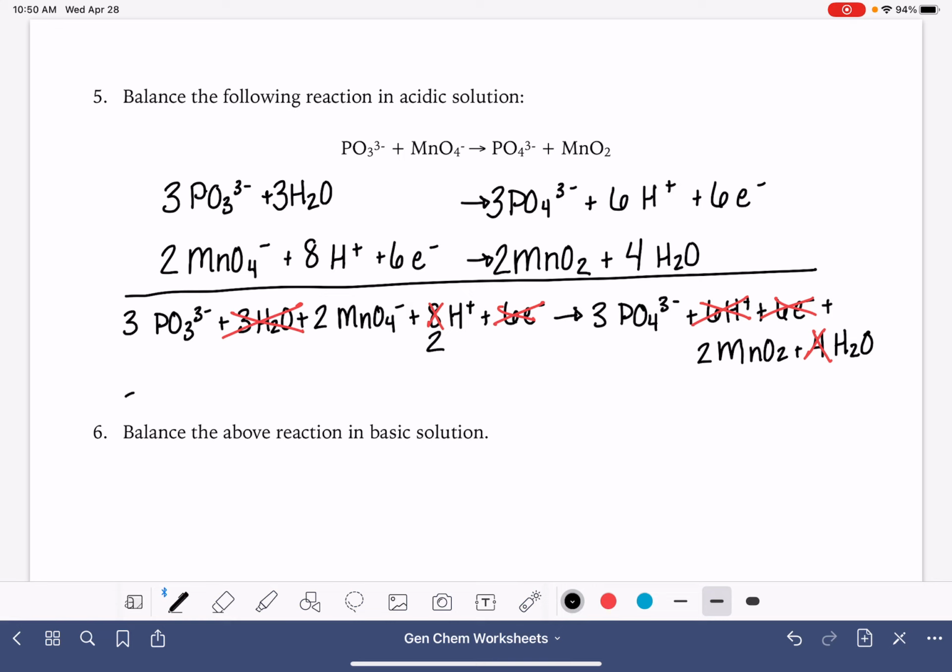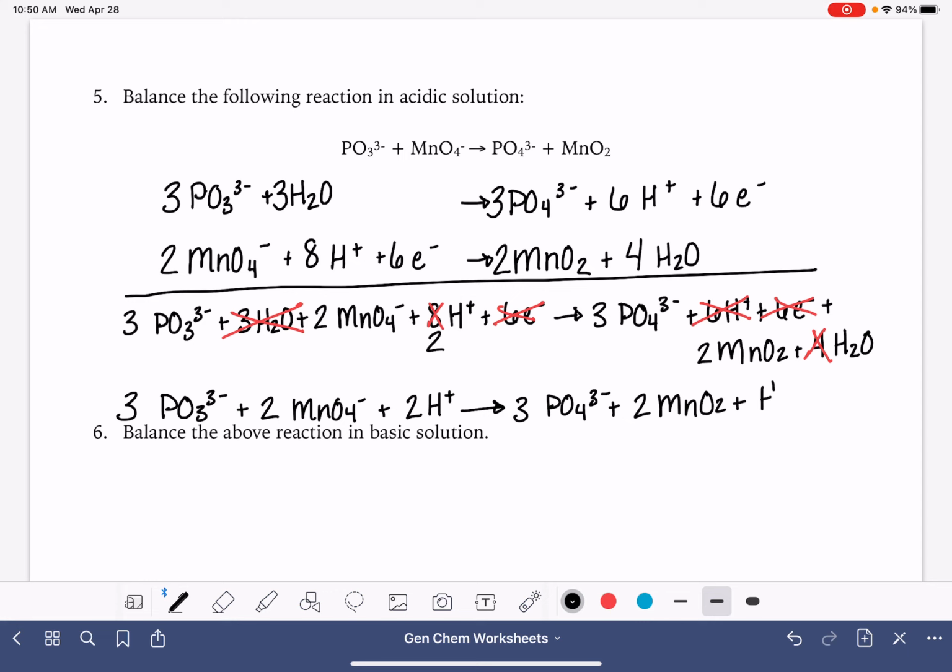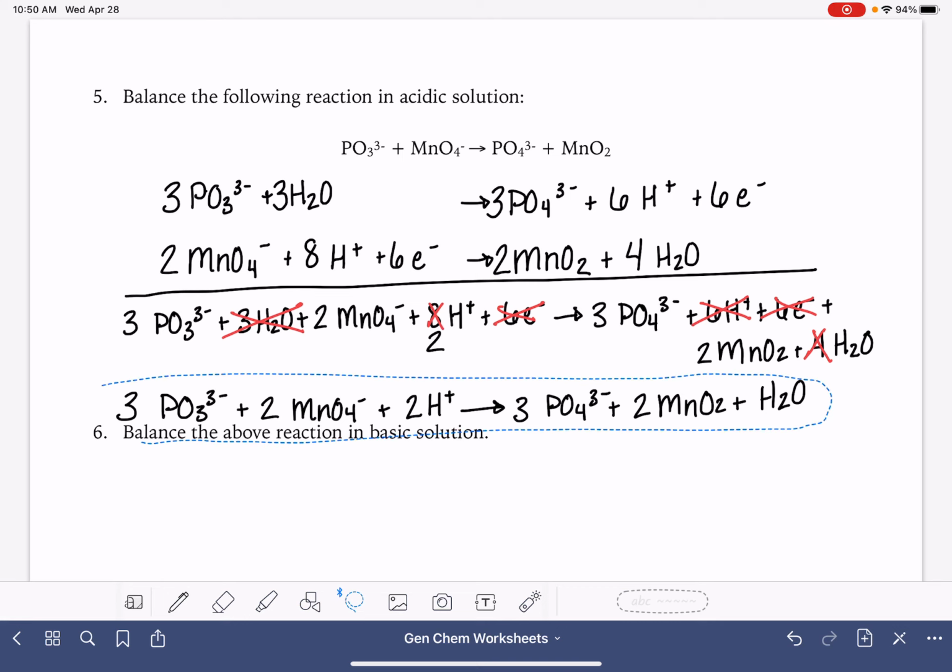That's kind of messy, so let's rewrite it. 3 PO3 3- plus 2 MnO4- plus 2H+ makes 3 PO4 3-. And if you are working on these and you feel like, oh my gosh, I might have screwed this up, there's a lot of steps. This one right here is pretty tricky. You can count everything. It should all be balanced. Everything should work itself out.